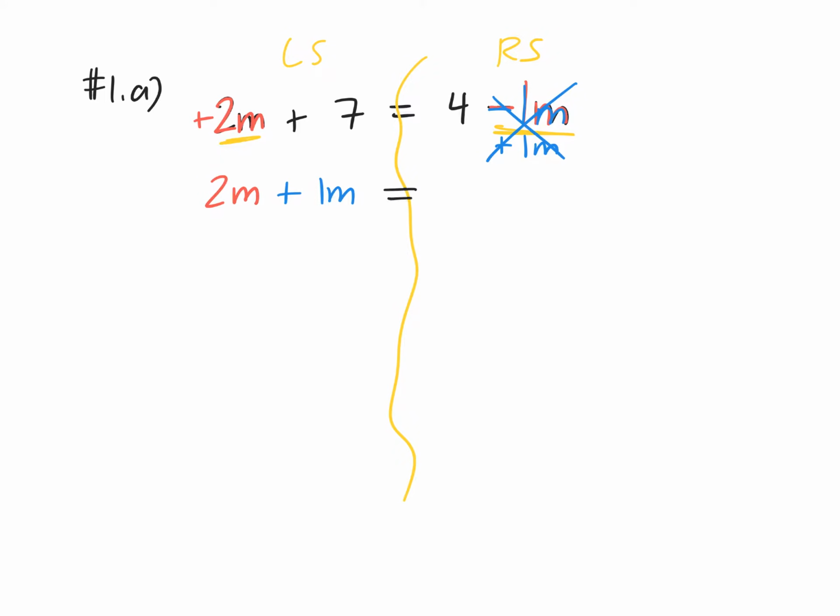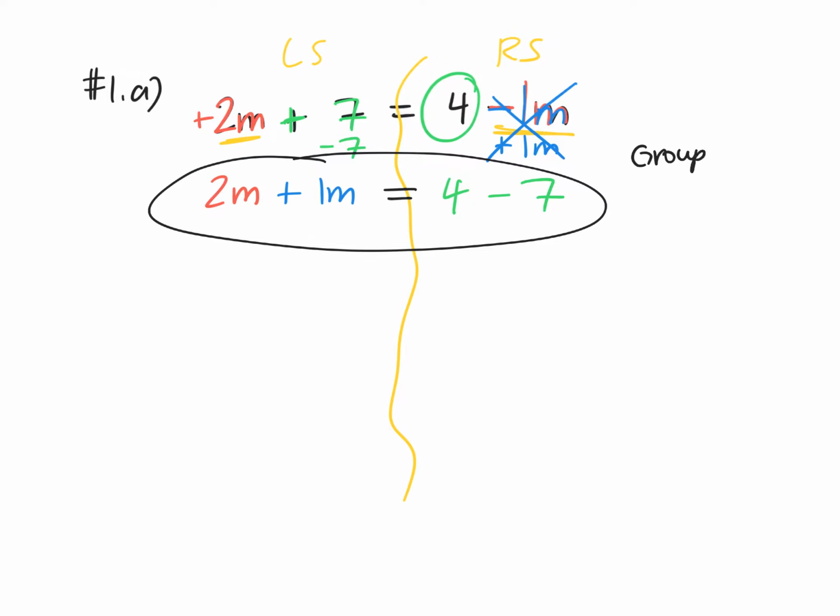Okay. Equals, I already have this 4 on the right side, but I need to get rid of this plus 7 from the left side. I need to bring it to the right side. What's the opposite of plus 7? Minus 7. Does everyone understand what I've done here?